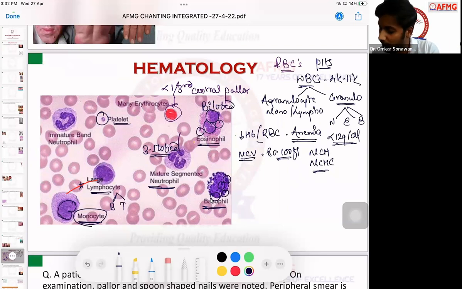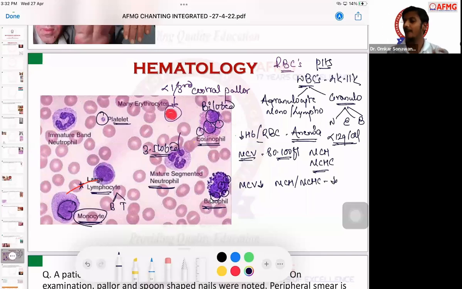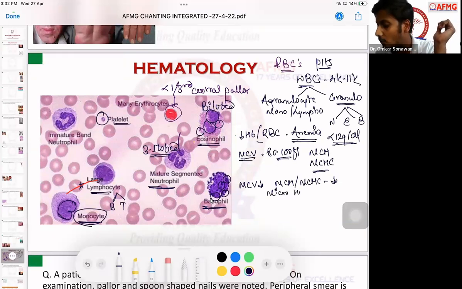So if I talk about a condition where the patient has anemia, hemoglobin and RBC count is low, and the patient has an MCV count which is low, less than 80 femtoliters, whereas MCH and MCHC counts are also low. Which type of anemia is it? Anybody? MCV is low, less than 80 femtoliters, whereas MCH and MCHC both are low. So here definitely it is a microcytic hypochromic anemia.